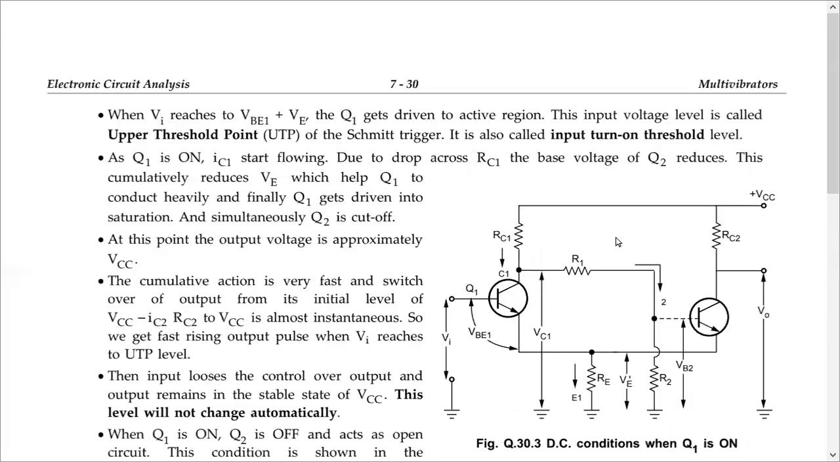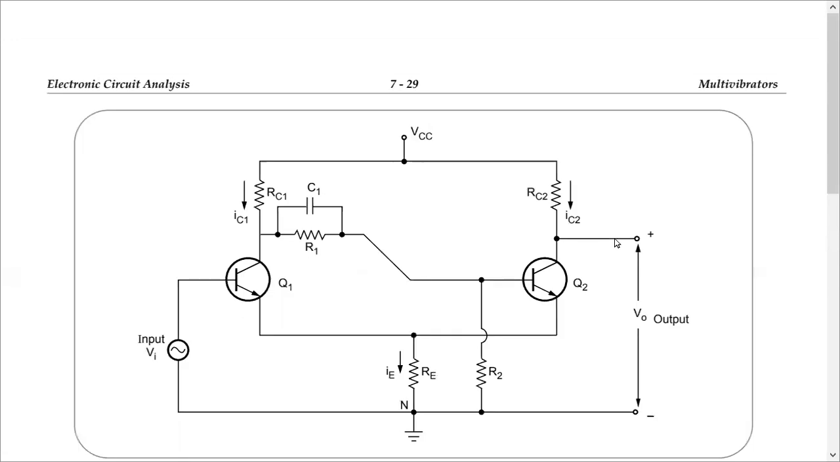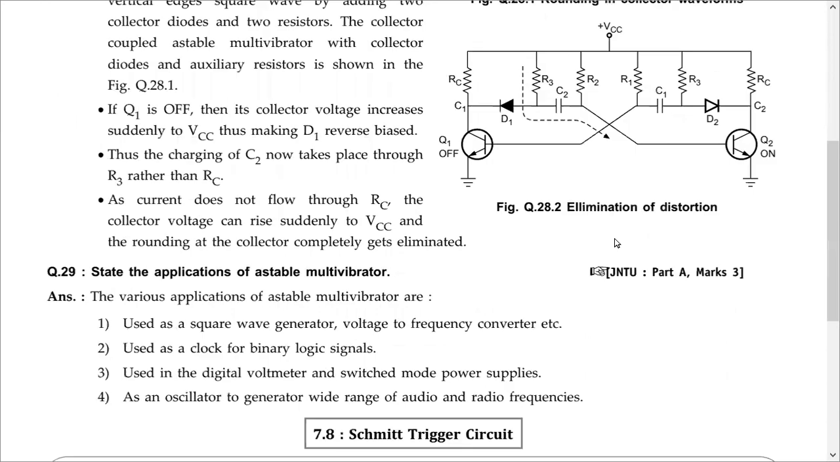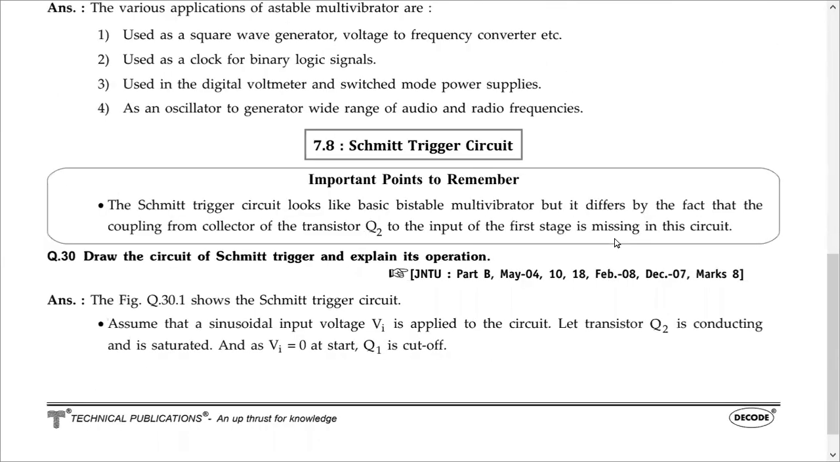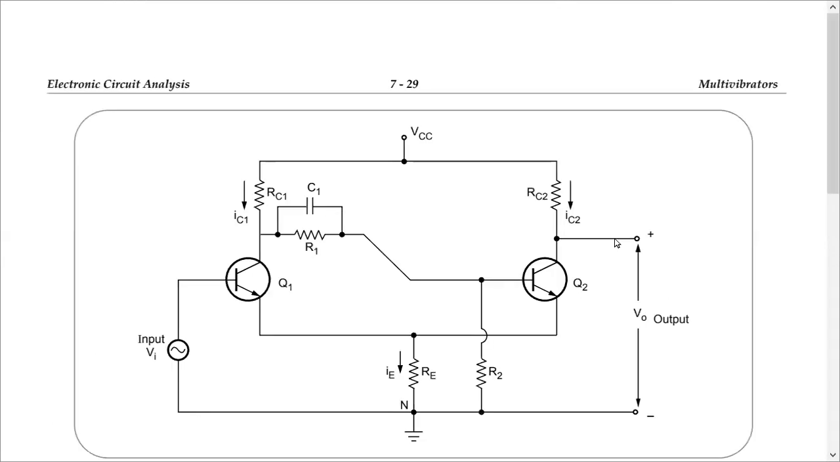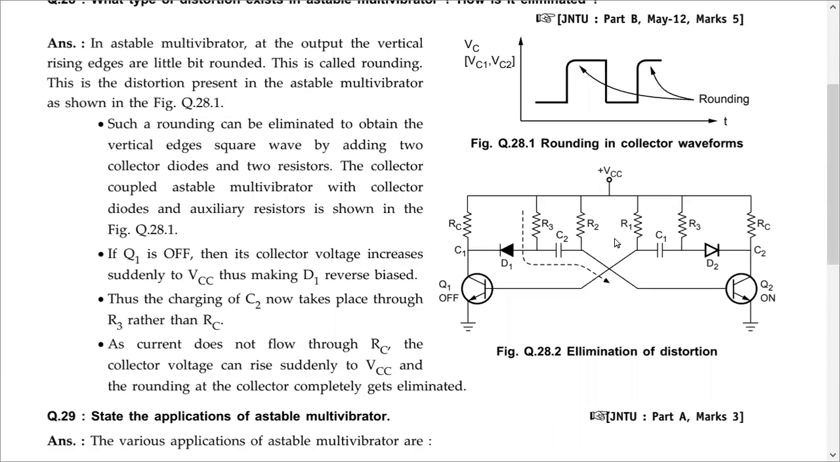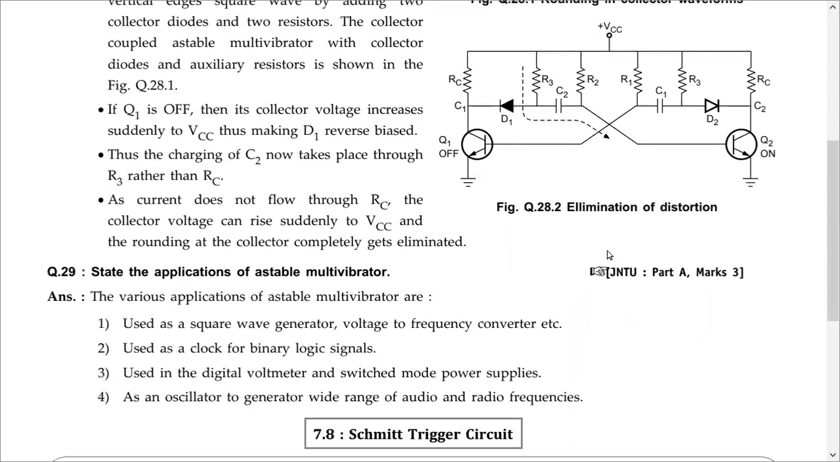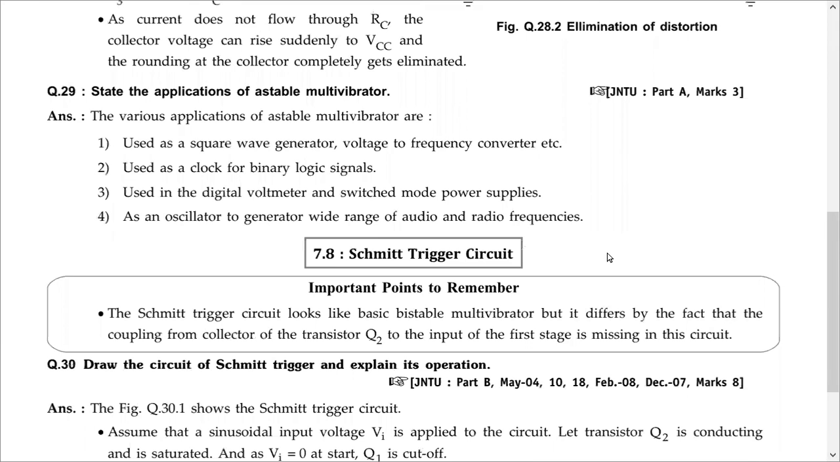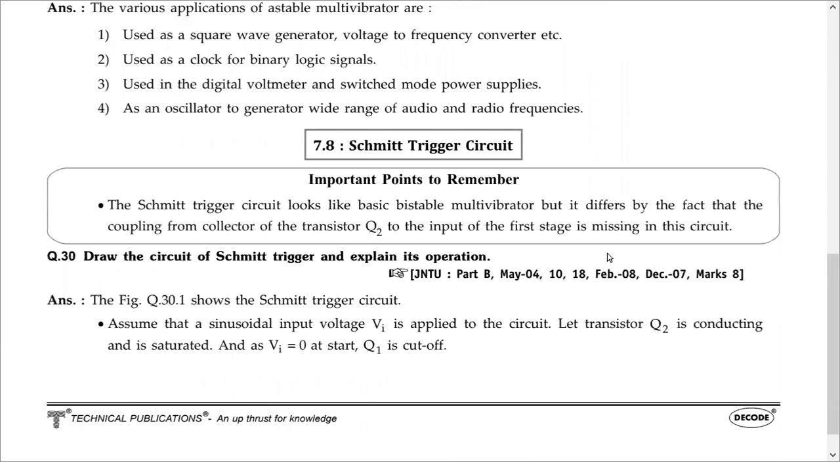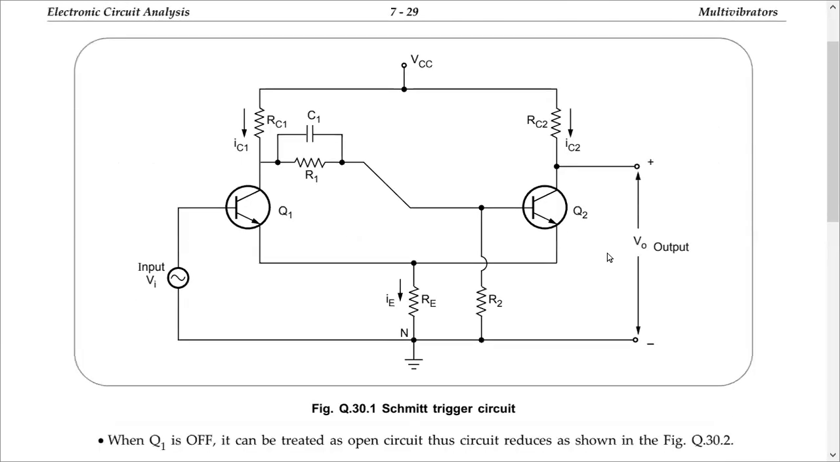In the previous class, we were discussing the Schmitt trigger. The circuit is very easy, a slight modification of your emitter-coupled bistable multivibrator. This is the circuit diagram we have already discussed in the previous class. Now, what happens when we connect this circuit?